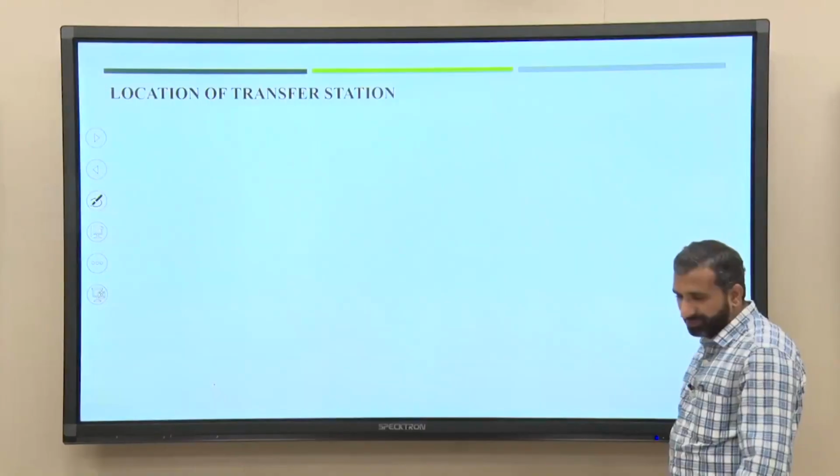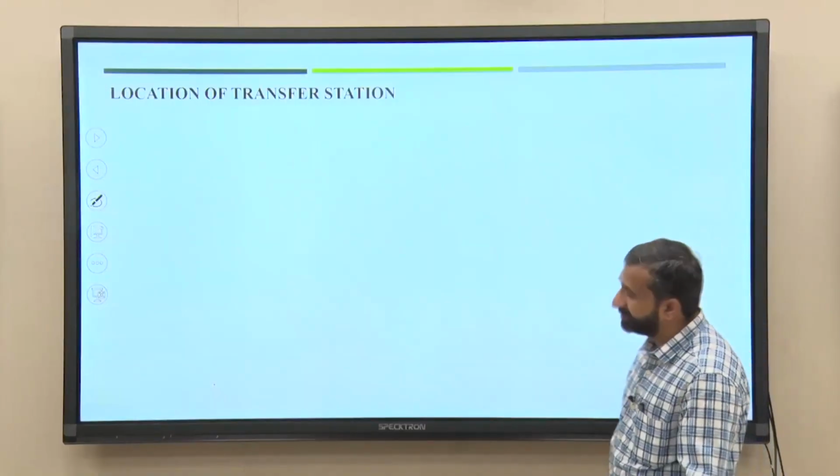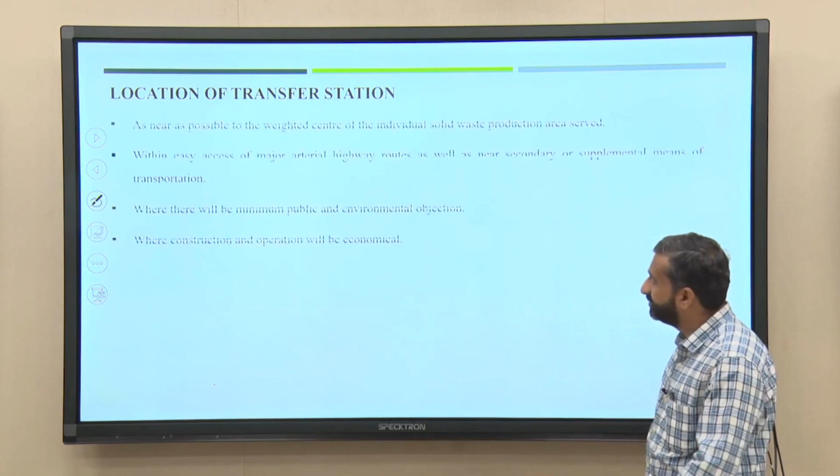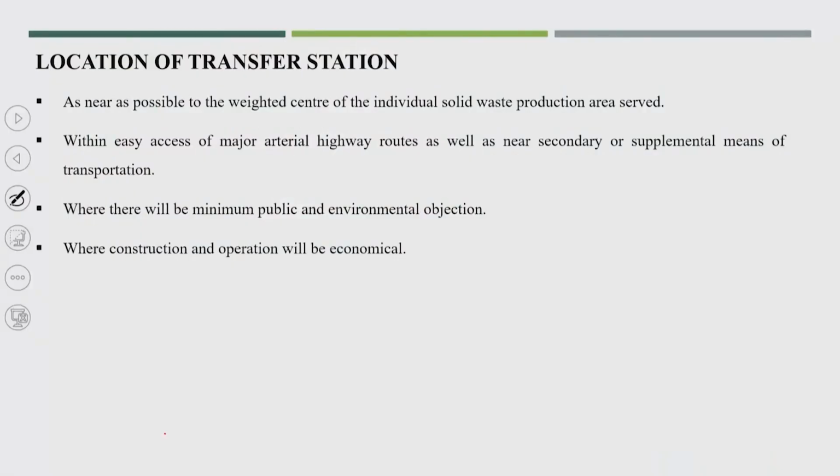Now, the important discussion, that is the location of the transfer station. So, we will discuss this now. There are a few points I have noted here before finalizing or siting a transfer station. First point is that it should be as near as possible to the weighted center of the individual solid waste production areas served.